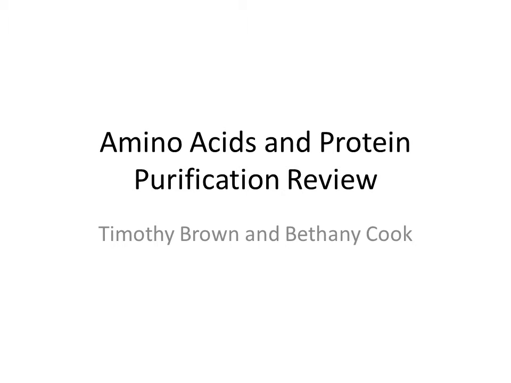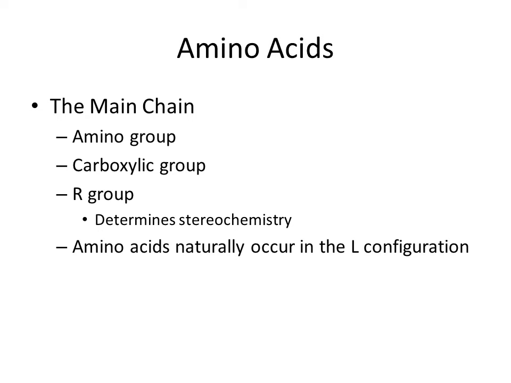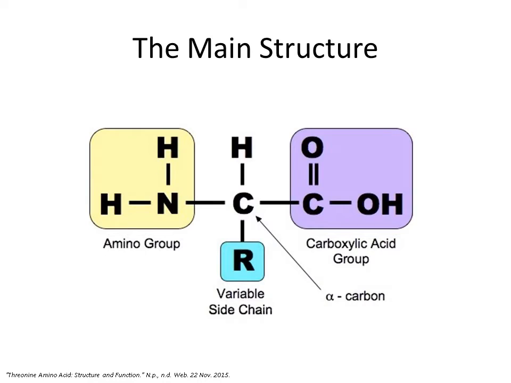This video review will cover amino acids and protein purification. Let's get started with amino acids. In the main chain of amino acids, we have our amino group, our carboxylic group, and our R group, which determines the stereochemistry. Amino acids naturally occur in the L configuration.